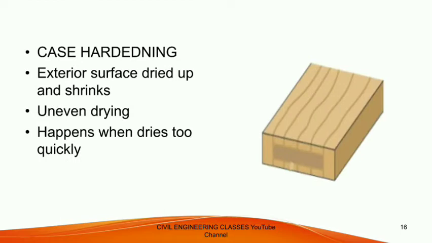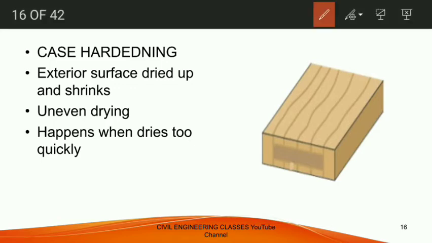Next one is case hardening. In case hardening, the external surface of the timber gets dried up so fast and it will shrink. This is caused by uneven drying. This happens when we are trying to dry the timber very fast. The exterior surface dries up very quickly. This is called case hardening.